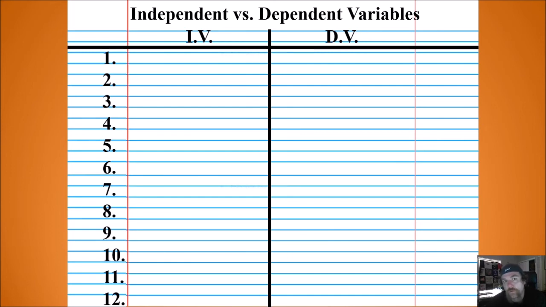These come from old science EOCs, old science final exams. So this is one of the types of questions that you could see when you get to the scientific method part of these exams. So let's start. I'm going to give you 12 different examples, and I want you to write down what you think the independent variable and the dependent variable is for each.